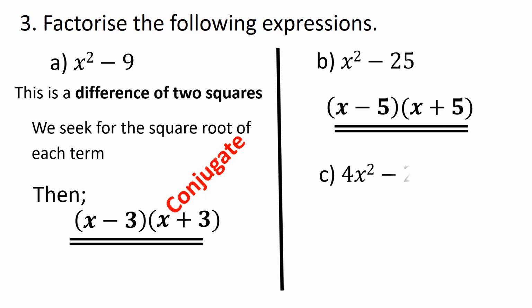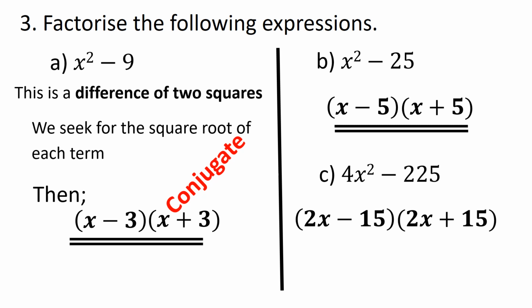Then our last question, that is C, 4x squared minus 225. Again, this is a difference of two squares. The square root of 4x squared is 2x, and the square root of 225 is 15. So we're going to write 2x minus 15 multiplied by the conjugate, which is 2x plus 15. That becomes our answer.